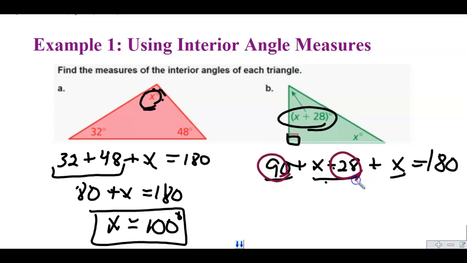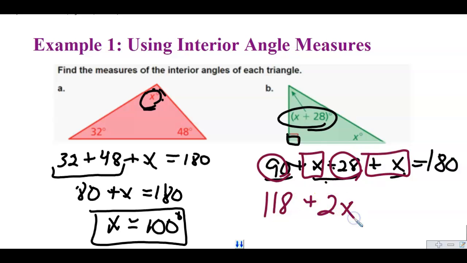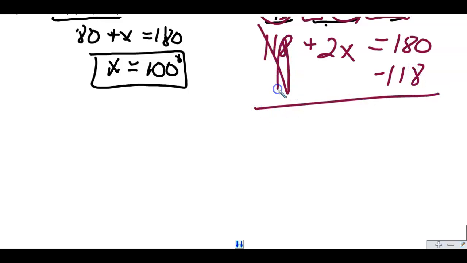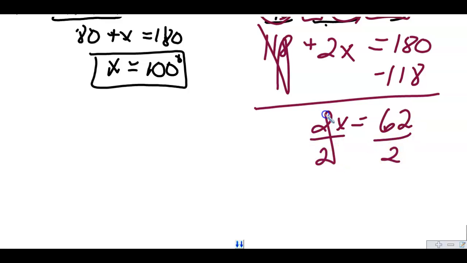90 and 28 is 118. x plus x is 2x. 118 plus 2x equals 180. Continuing to solve, subtract 118 from both sides of the equal sign, and we get 2x is equal to 62. Divide by 2, and we found the value of x is equal to 31.